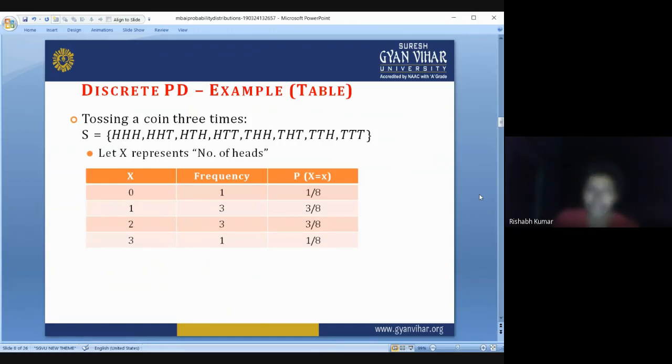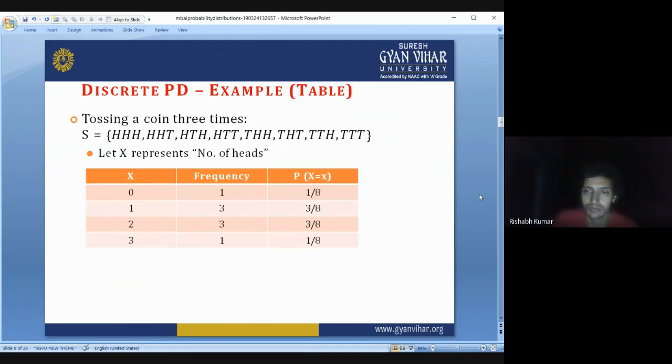So let capital X represent the number of heads. So this is our event, whose probability we are going to find out. When the number of heads is zero, what is going to be the frequency in the outcome when we are flipping the coin? Only one output in our sample space has not even a single head, that is tail tail tail. So the frequency is 1, and the probability is going to be the number of times this particular output repeats itself in the sample space divided by all the outputs in the sample space. So it is 1 by 8.